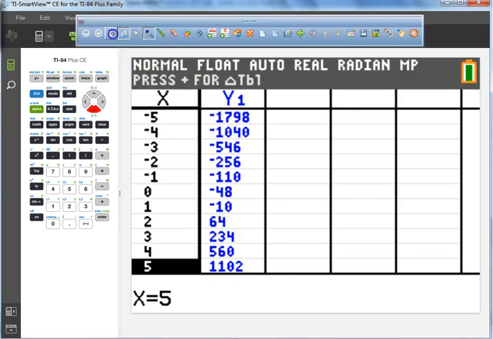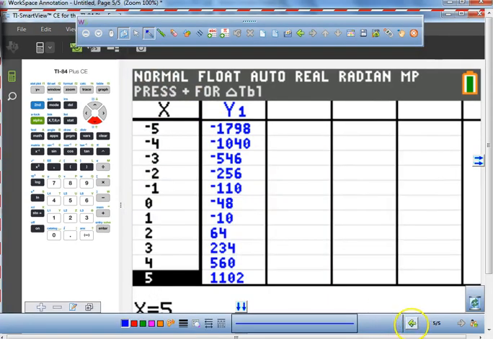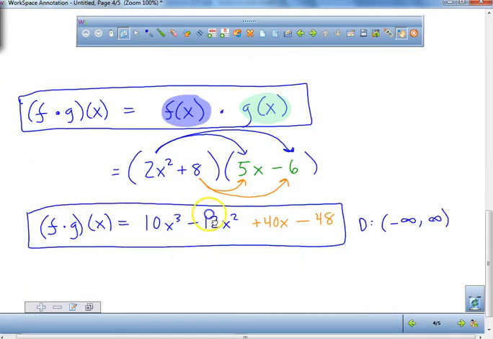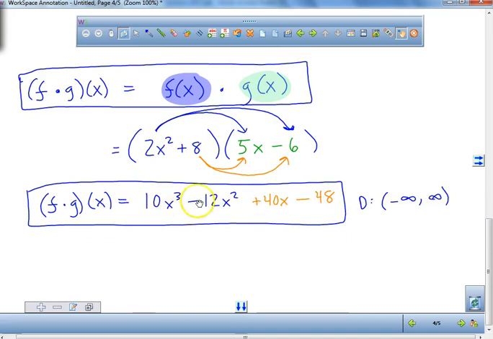So we really can't see the graph. Why not? Because, well, we have to zoom out a lot to see any changes. There's not going to be very many. So right now, that's your domain. It goes from negative infinity to positive infinity.